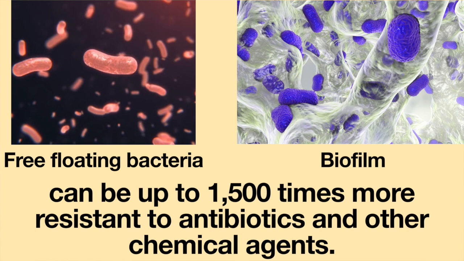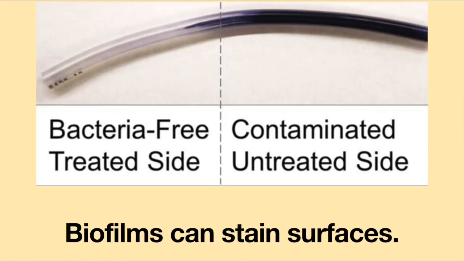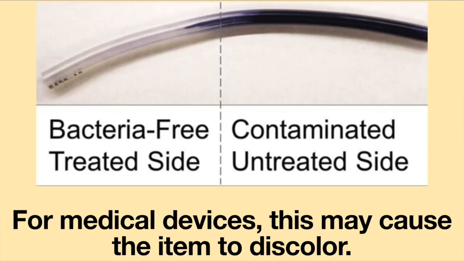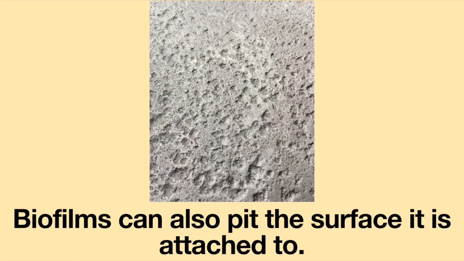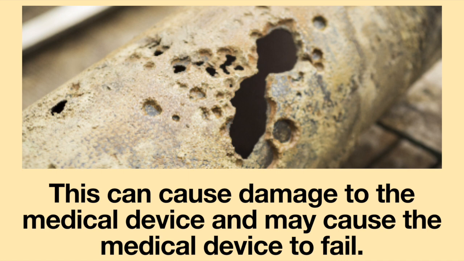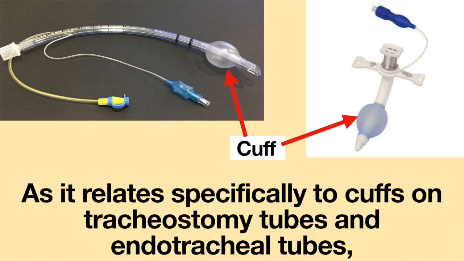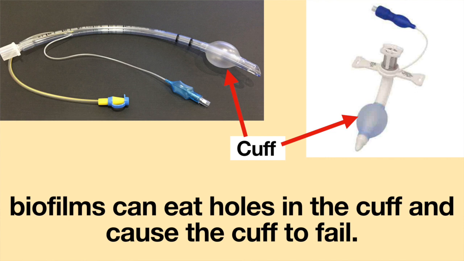Biofilms can stain surfaces. For medical devices, this may cause the item to discolor. Biofilms can also pit the surface it is attached to. This can cause damage to the medical device and may cause the medical device to fail. As it relates specifically to cuffs on tracheostomy tubes and endotracheal tubes, biofilms can eat holes in the cuff and cause the cuff to fail.